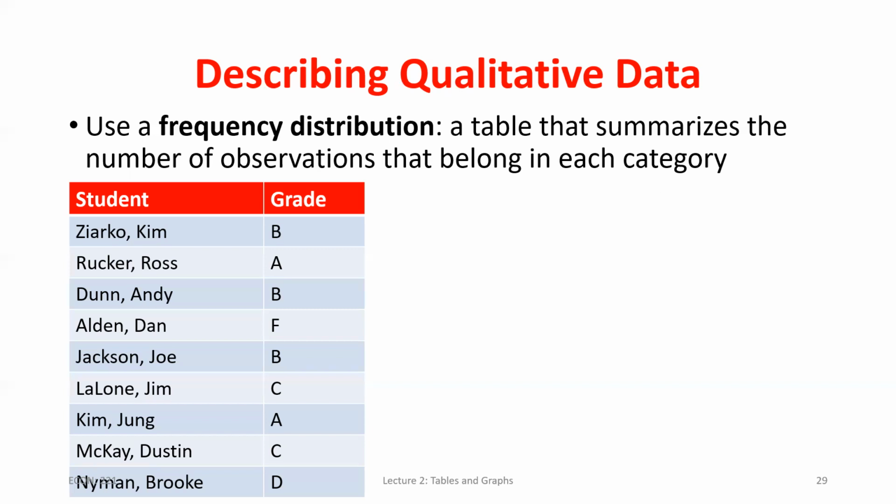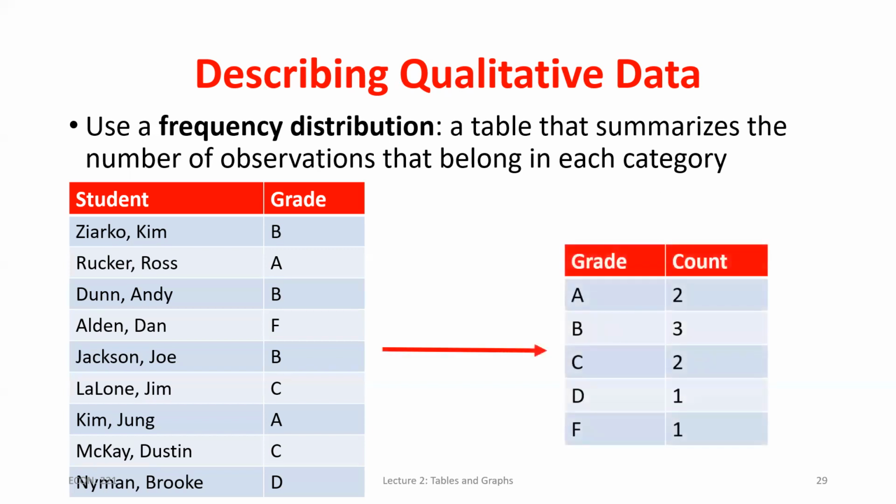Then I go down: how many students got B's? Well, I can see from a small data set, 1, 2, 3. So I write that number down. Then how many got C's, and so on and so forth. With a data set of 9 or 10 people, it's pretty easy to look at this and do it by hand.